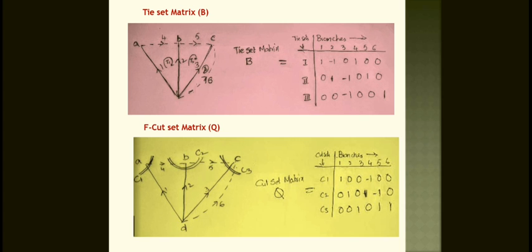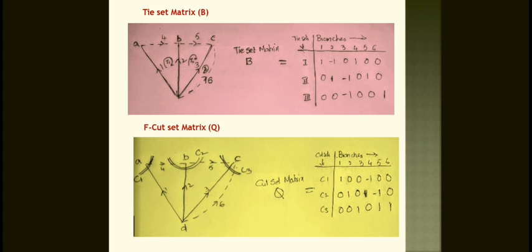And similarly you will come to cut set 3. What are the currents incoming here? Just observe that the currents incoming are 5, 3, 6. These three are incoming to cut set C3. So therefore irrelevant are 1, 2 and 4. Therefore 0 0 1 0 1 1. So this is about the F cut set matrix.